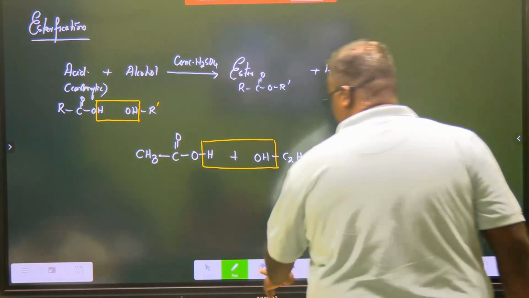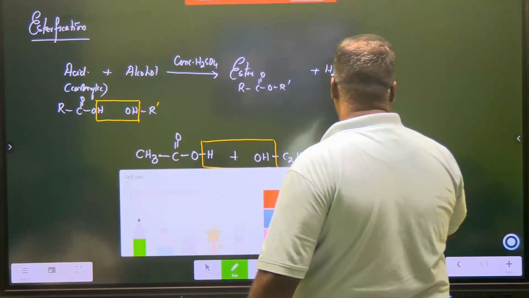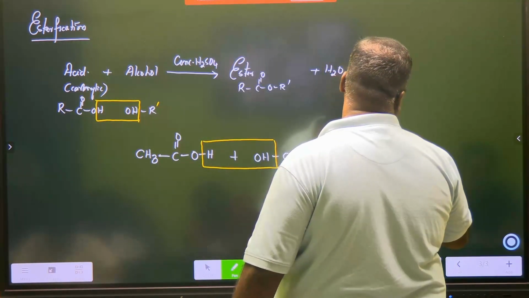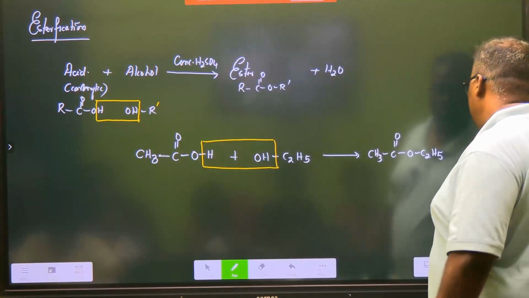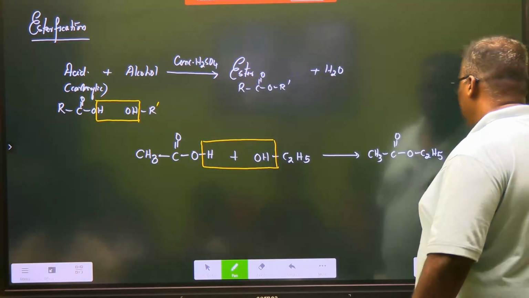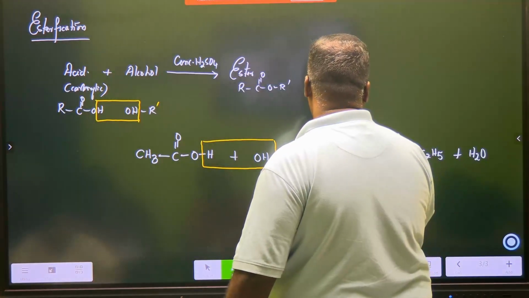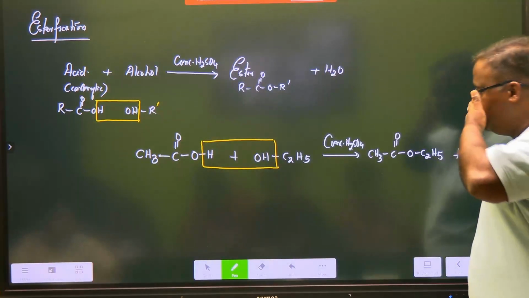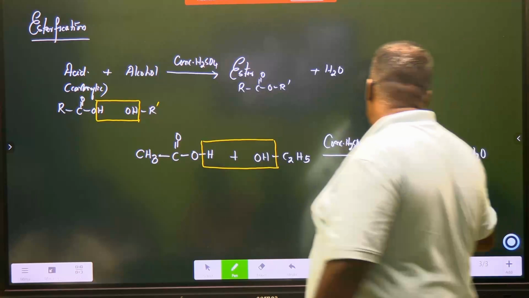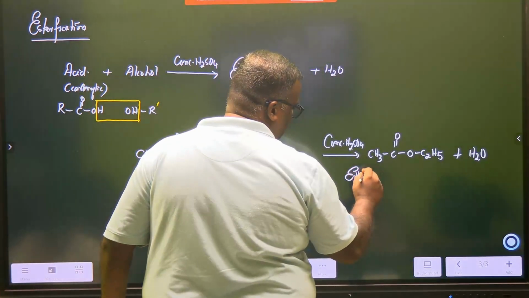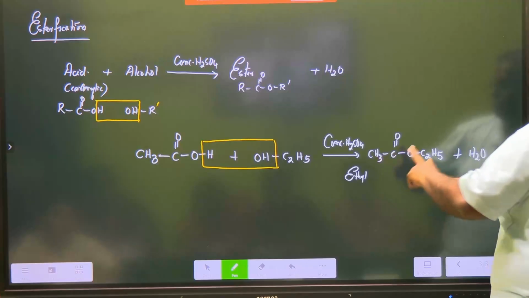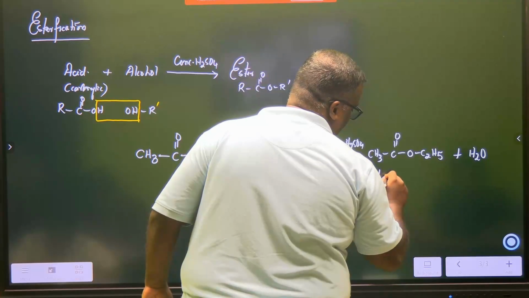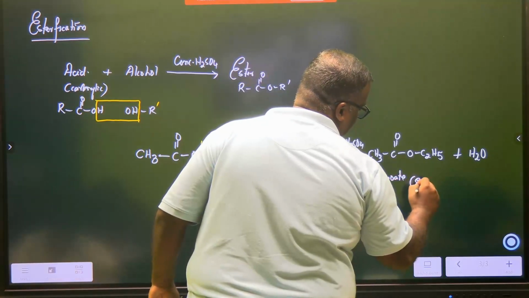Okay, so we will be forming now CH3, C double bond O, O, C2H5, and we will also have water. Don't miss out the sponge, which is concentrated H2SO4. And the name will be alkyl. Alkyl is the one associated with the oxygen side. So with the oxygen side, I have got ethyl associated with it. And then on this side, how many carbon atoms? 2 carbon atoms, so ethanoate. So this will be ethyl ethanoate. And this is an ester.